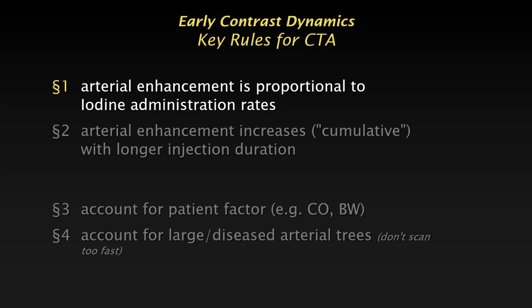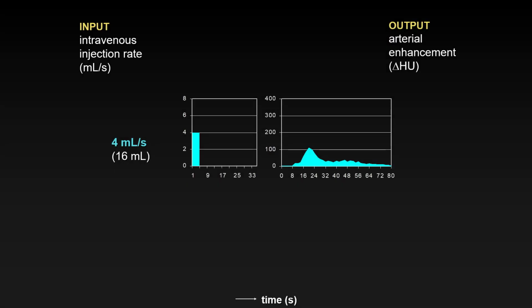Now, the second part that is way more unintuitive, but important to understand, is what happens to arterial enhancement if you're not doubling your injection rate and your volume, but if you double your injection duration. So let's say you double your volume to 32 again, but now you just inject for 8 seconds rather than 4 seconds. So the question is, what do you think? How is this curve going to look? Is it again going to be twice as high as before? Or is it going to be twice as wide? Or what's it going to look like?